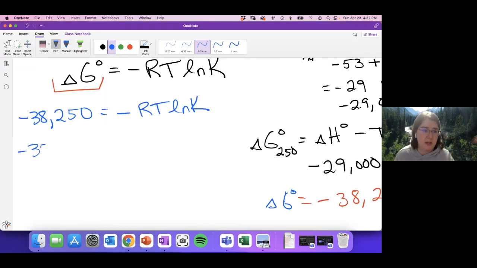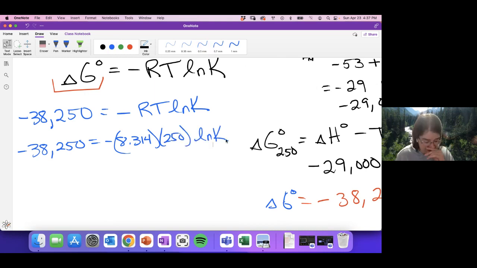So this could be negative. So negative 38,250 is equal to negative 8.314 times 250, my temperature in Kelvin, times the natural log of K. Divided by, so my negative signs will cancel out. And I wind up with positive 18.4. That's fine. It's equal to the natural log of K.